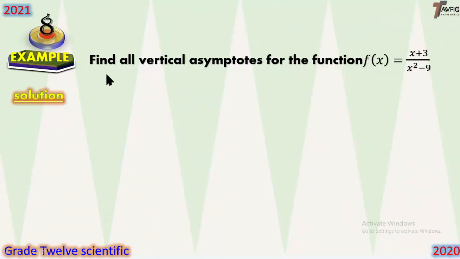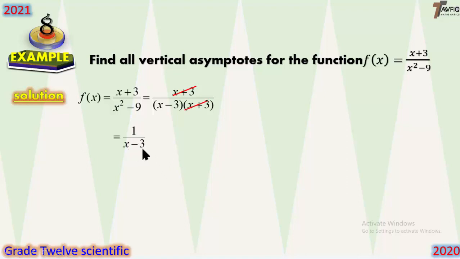Example number 8. Find all vertical asymptotes for the function f of x equals x plus 3 over x squared minus 9. First of all, by factoring the denominator, it becomes x plus 3 over x minus 3 times x plus 3. Cancelling x plus 3 from denominator and numerator, it remains 1 over x minus 3. Set the denominator equal to 0 and solve this equation. x equals 3. Then x equals 3 is a vertical asymptote.